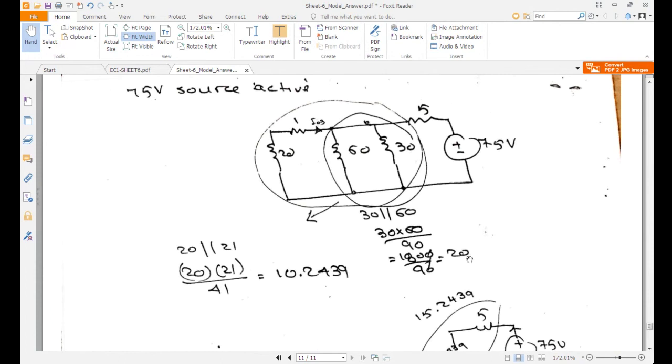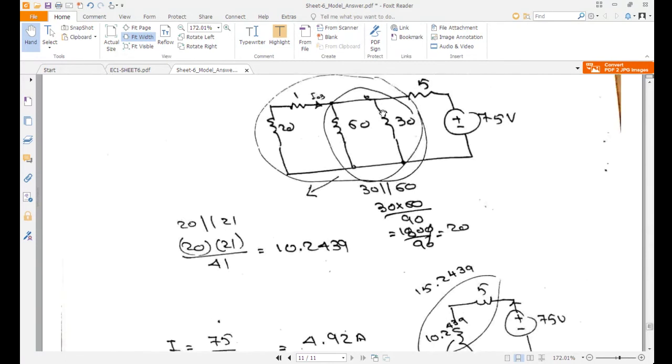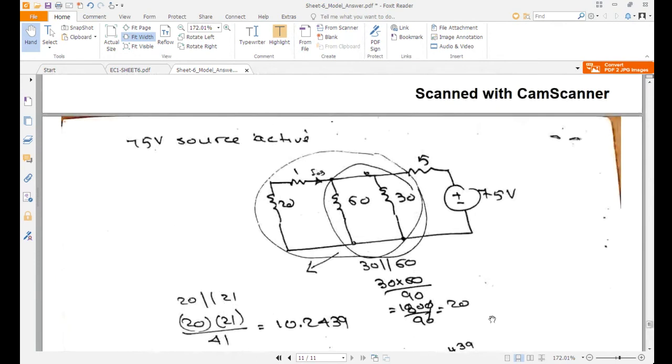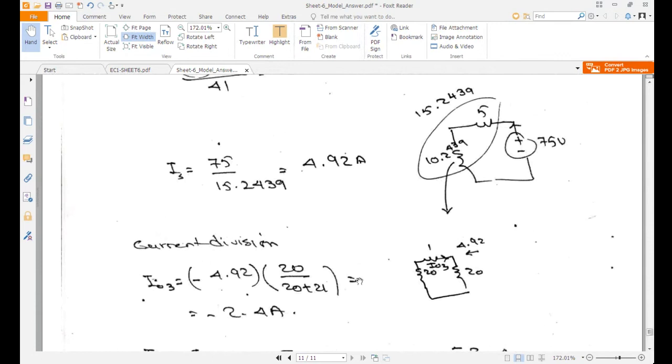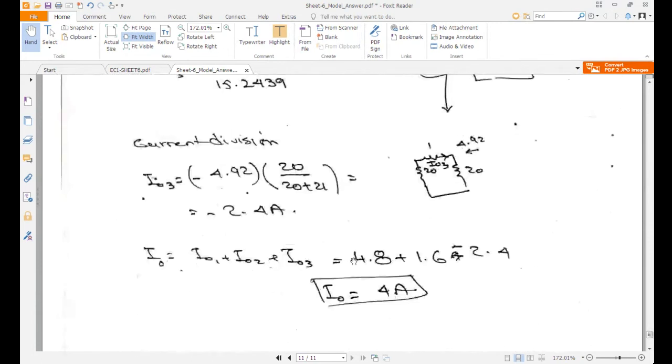So the opposite resistance is 20, the same resistance is 21. By using I3 equals, since it is in the opposite direction, the total current is from right to left, but we need I3 in the opposite direction, so that's why minus 4.92, the total current, multiplied by the opposite resistance 20 and divided by the total resistance, 20 plus 21. Is it clear?